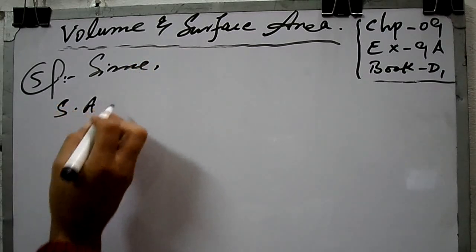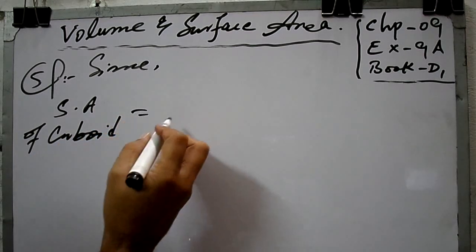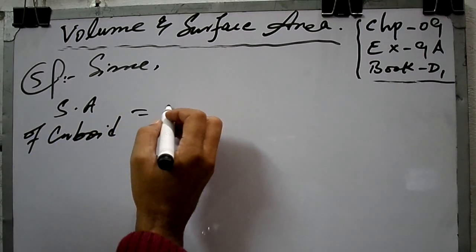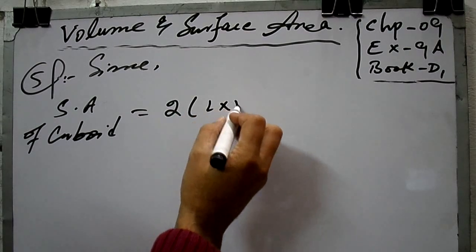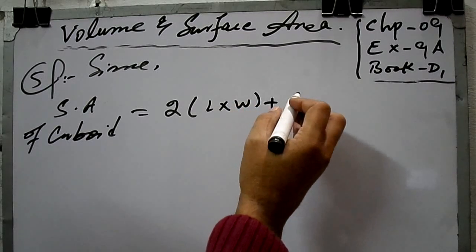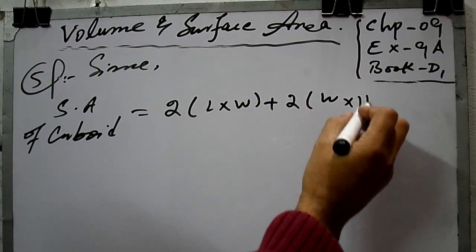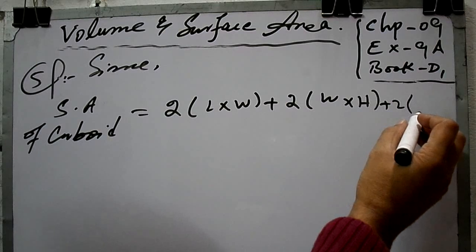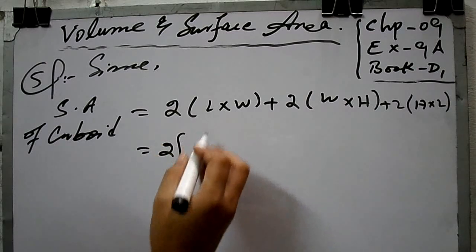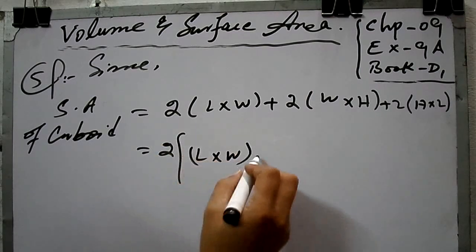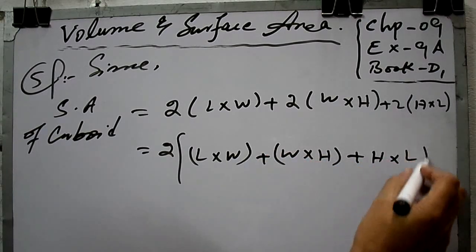Since the surface area of a cuboid, we have written here the formula, that is 2 into length into width. Similarly, 2 into width into height plus 2 into height into length, or you can write it as L into W plus W into H plus H into L.